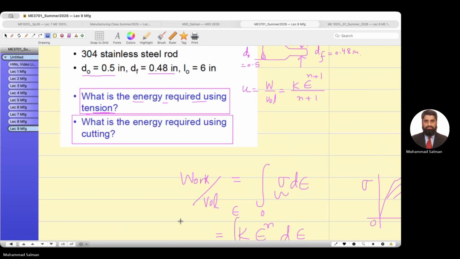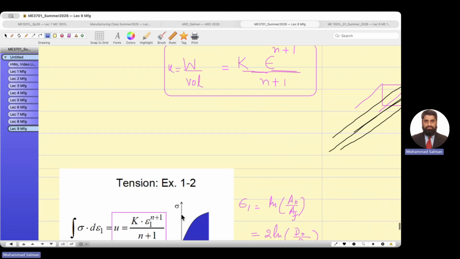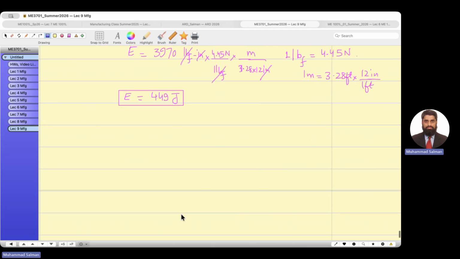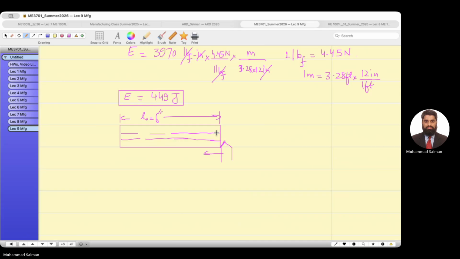Now the question is, compare the energy required in deforming the material in deformation versus machining. And you will tell me, you use the cutting tool now. Okay, I'm going to cut this billet of 6 inch long. This is my 6 inch long, and now the tool is coming here, and it's going to cut it. The depth of cut, the new diameter, is 0.48. And how much is this? 0.5.